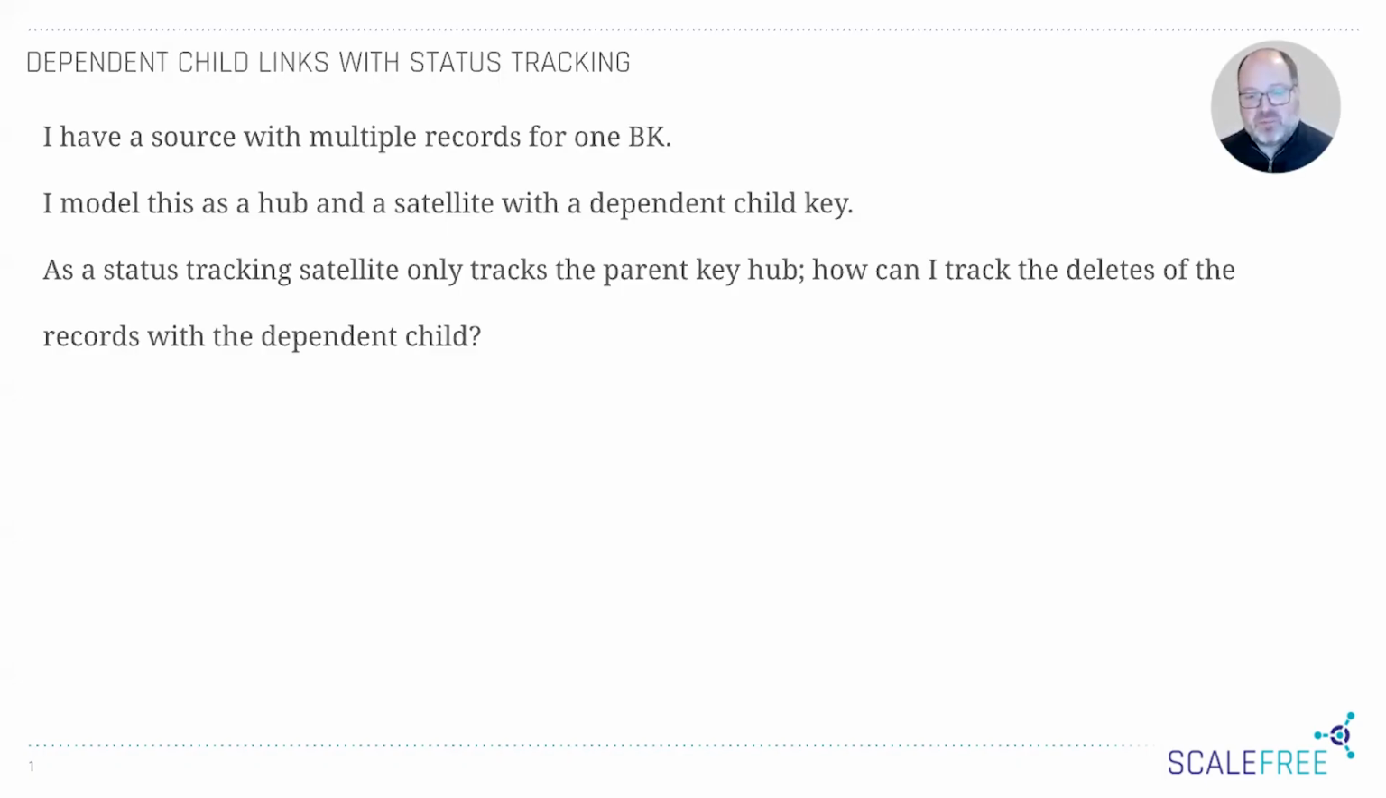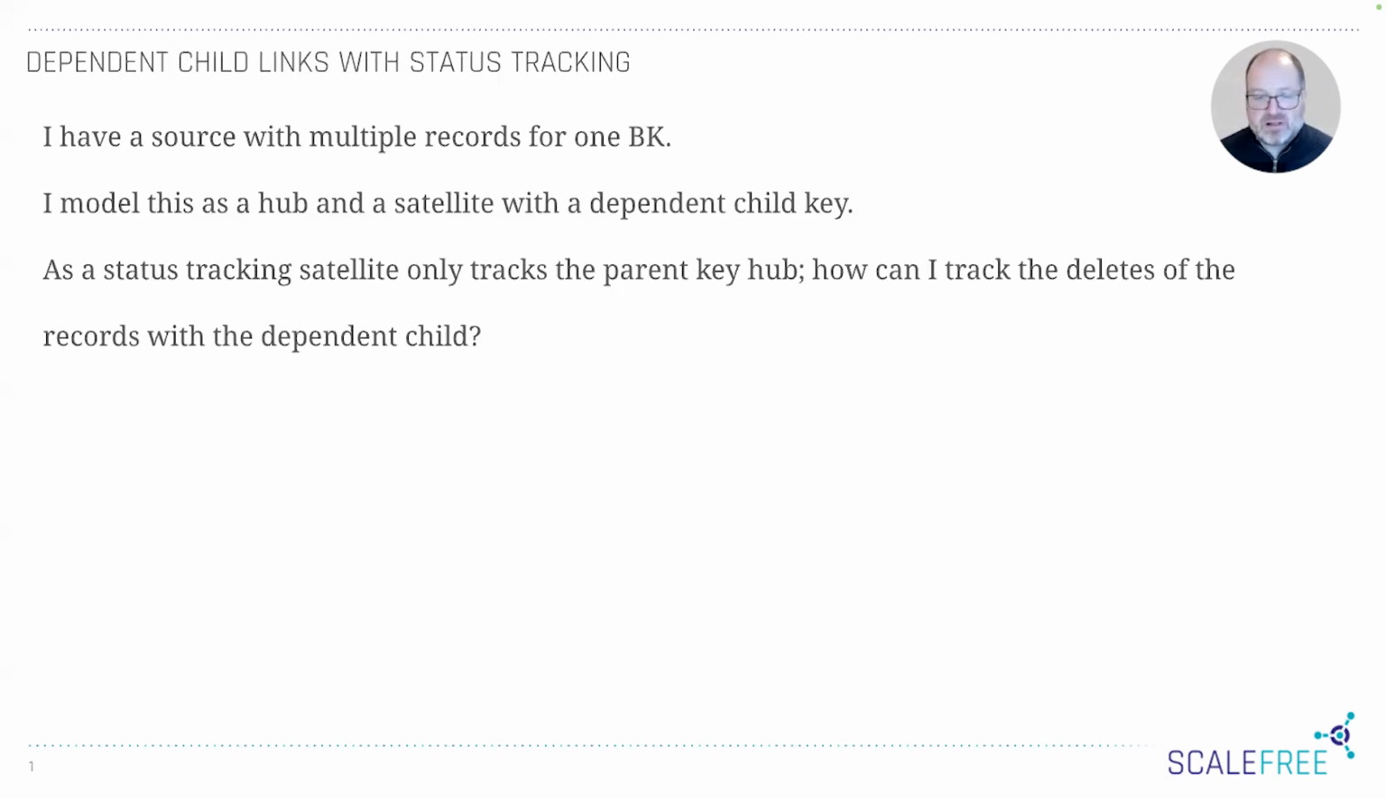And I have a question here from the audience. Let me just share my screen here real quick. It's essentially about dependent child links with status tracking. So the idea is, let me just quickly read this. They get a source with multiple records for one business key. So they get multi-active data essentially. And they identify the dependent child key.